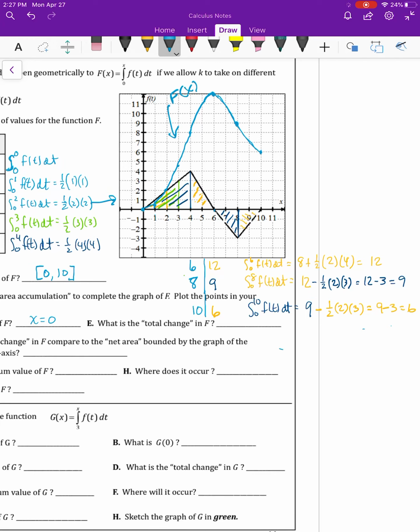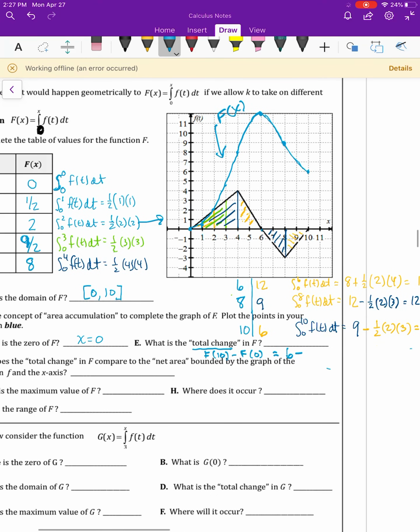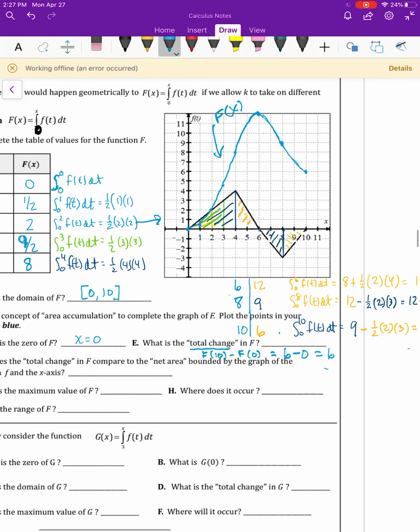So when you say what is the total change here, it would have been your capital F of 10 minus your capital F of 0, because that would have been your total change in F. You were talking about those y values. Our capital F of 10 was 6 minus our capital F of 0 was 0. So our total change is going to be 6. So the answer for E is 6.